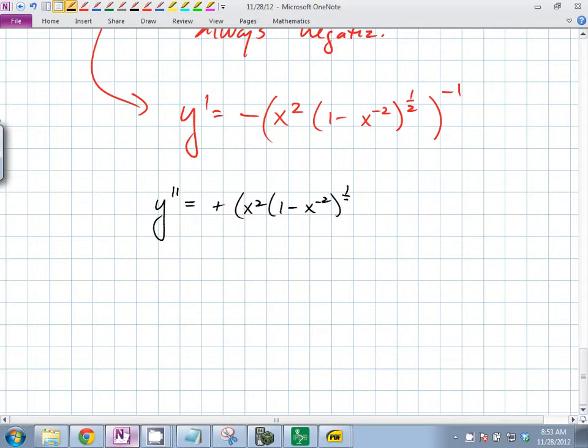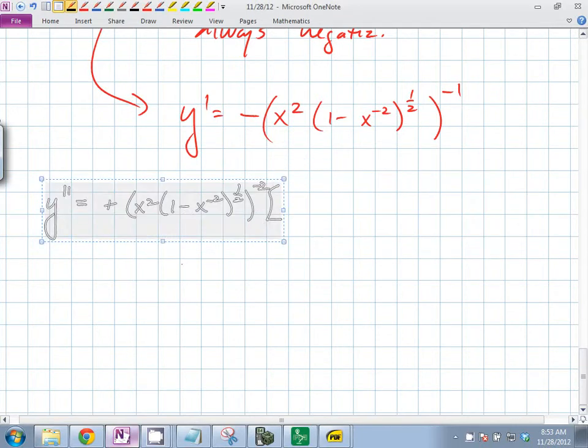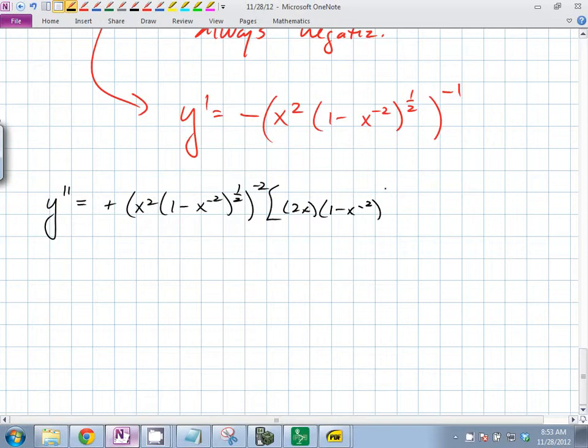to the what power? But then what do we have to multiply by? The derivative of the inside. And what do we have to use to do the derivative of the inside? Product rule. 2x times 1 minus x to the negative 2 to the 1/2 plus x squared. Now you have to do the derivative of that thing, right?